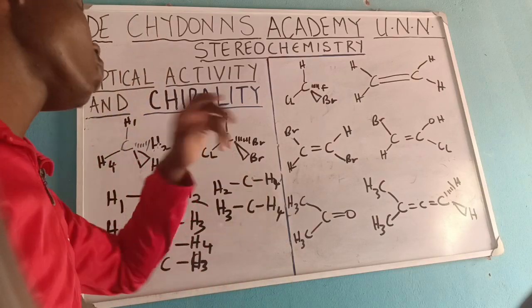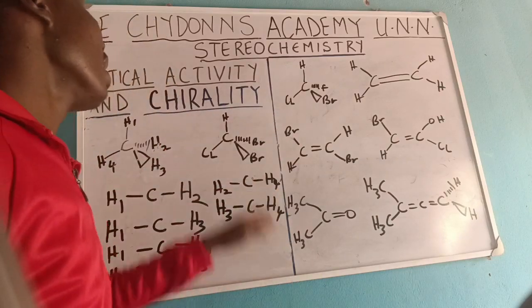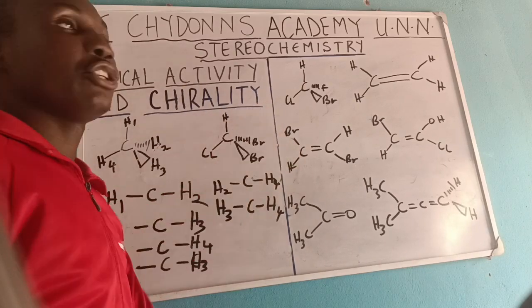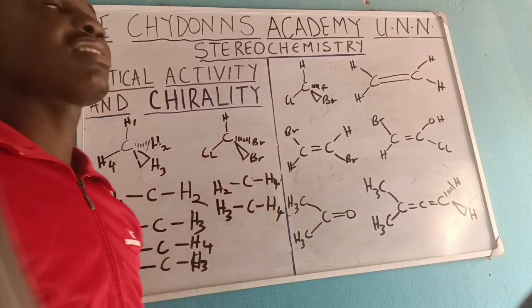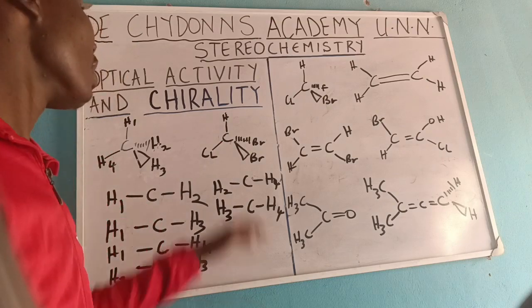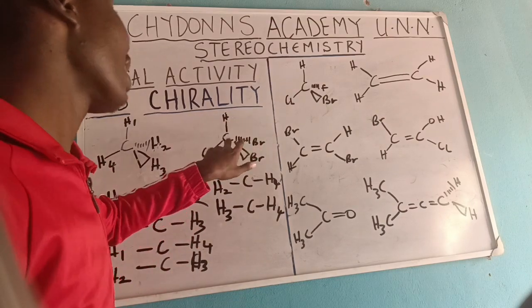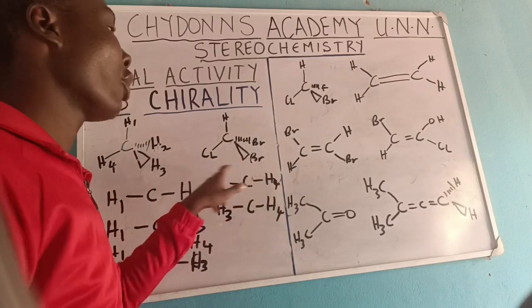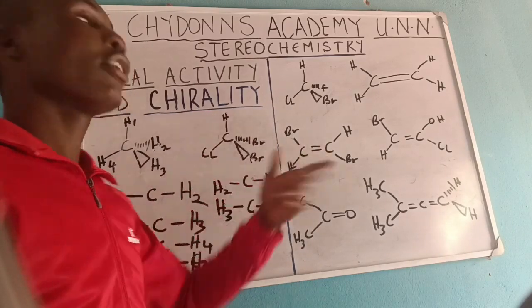So let's go to the next one now. This carbon has bromine, chlorine, and hydrogen. And the question you ask yourself is, does it have a plane of symmetry? Now let us see that. If you cut through hydrogen, carbon, and bromine, you have bromine and chlorine left. These two are not mirror images, so this is not a plane of symmetry.